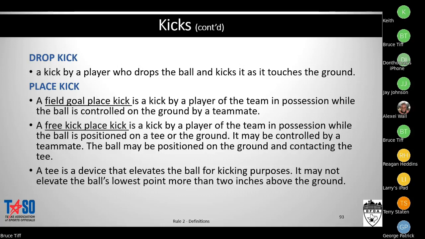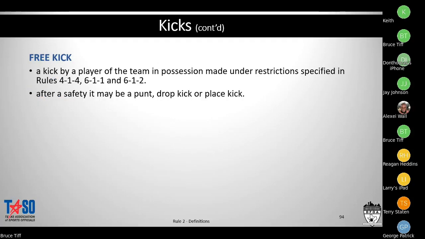A tee is a device that elevates the ball for kicking purposes. It may not elevate the ball's lowest point more than 2 inches above the ground. You're going to get a lot of questions in sub-varsity with this kind of stuff. Some coaches are going to be ingenious. They're trying to be Jason Garrett all over again.